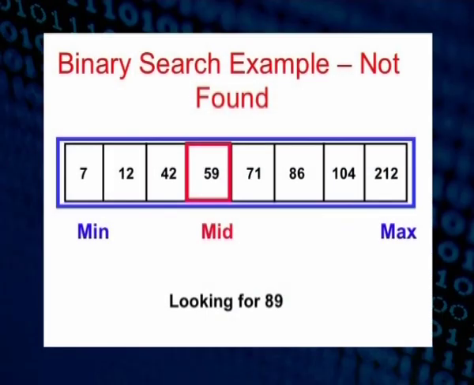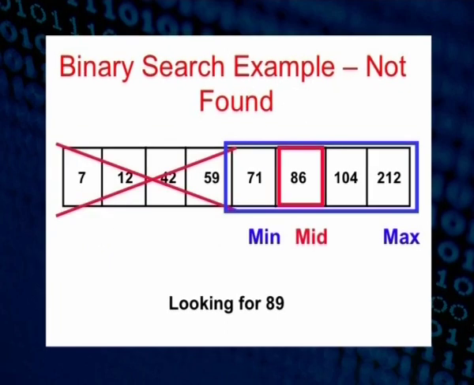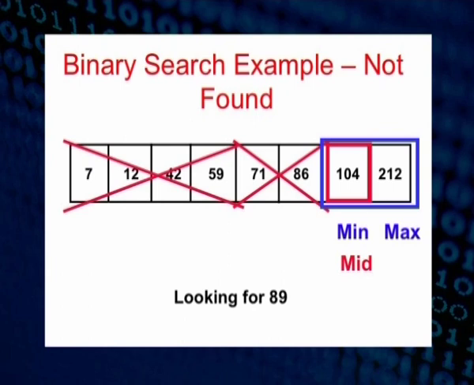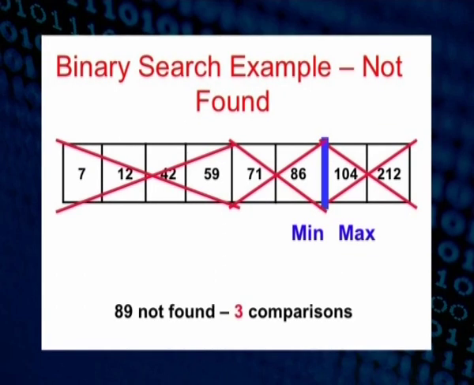Suppose the list has 8 elements. Each time through the loop, half the elements are removed. After one loop, 4 elements remain. After 2 loops, 2 elements remain. After 3 loops, 1 element remains.